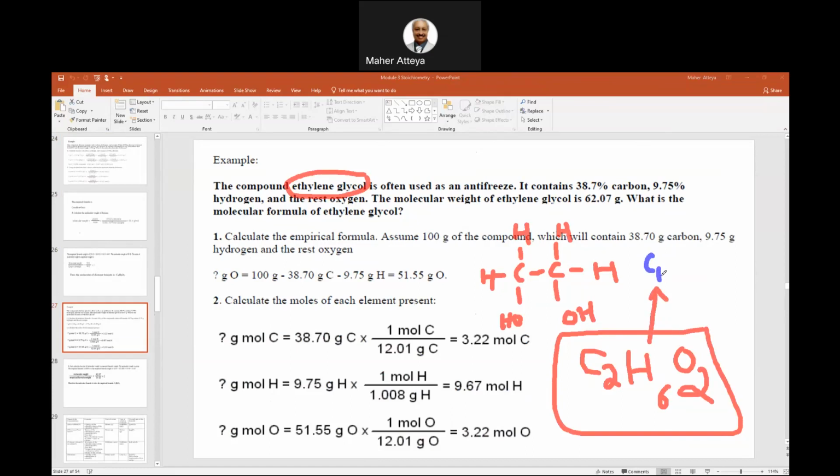The common 1, H how much? 3. And oxygen how much? 1. This is the empirical formula. The smallest ratio of the element within the compound. The big one, C2H6. See if we can get into this C1.